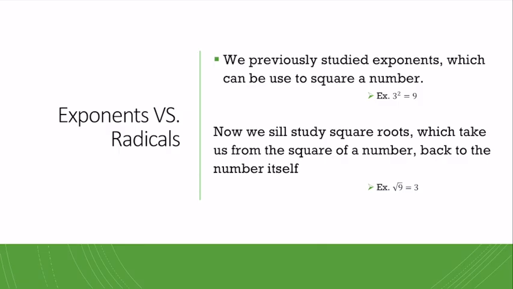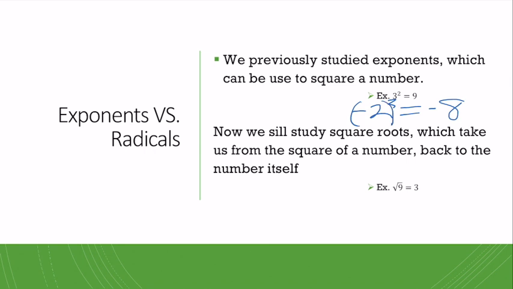So previously in Module 4, we studied exponents, which is what we use to square a number or even cube a number. So for instance, 3 squared is 9. And if I took -2 cubed, that would be -8, for instance.